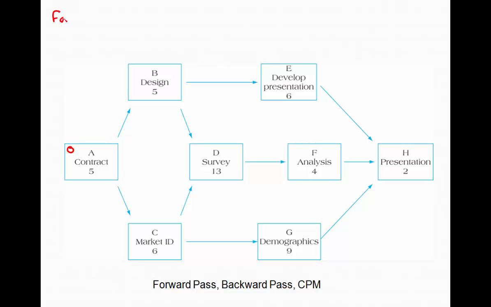In a forward pass, we define our early start and our early finish for each activity. And then when we do our backward pass, we identify another two pieces of information, and that is our late start and our late finish for each activity. So let's start off with a forward pass. We've identified here the early start for activity A. We need to define the early finish for activity A. Based on the rules we've discussed, early start plus duration gives you your early finish. So in this case, it's 0 plus 5 gives you 5.